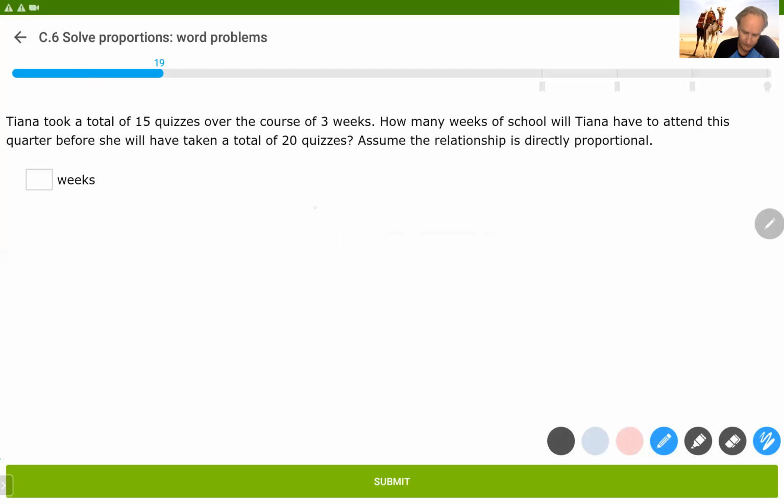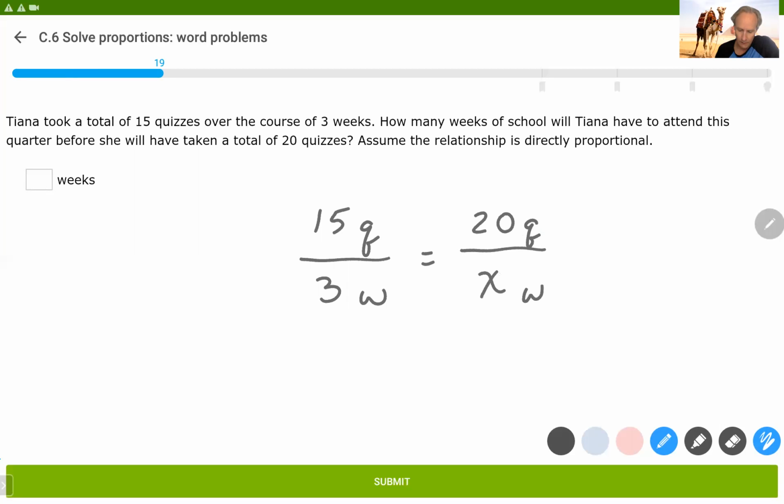There are 15 quizzes over 3 weeks. And we want to know 20 quizzes in X weeks. And we could cross multiply. That's 60 equals 15x. And x, when we divide by 15, gives us 4. So this is 4 weeks.